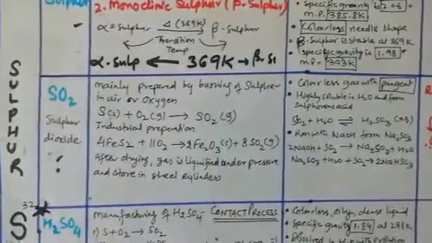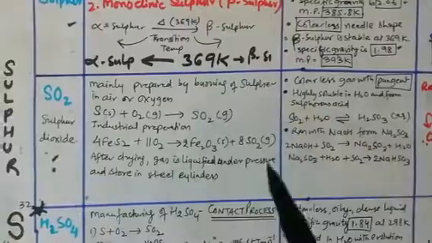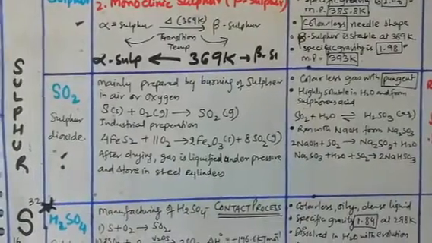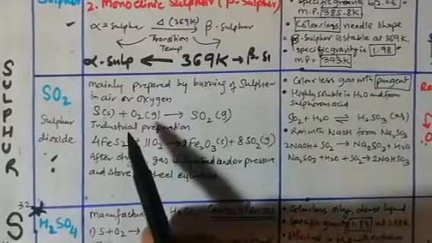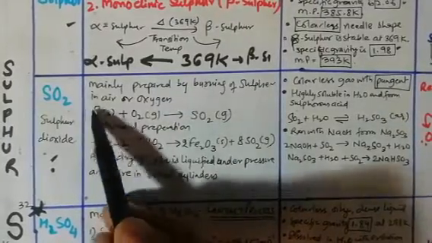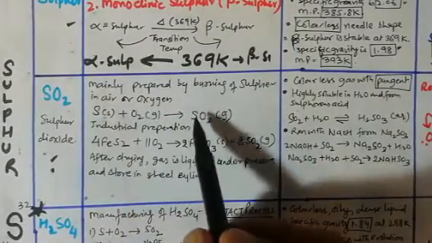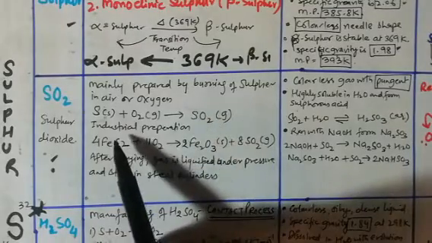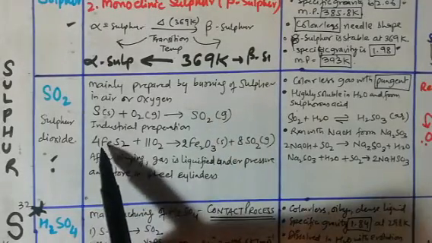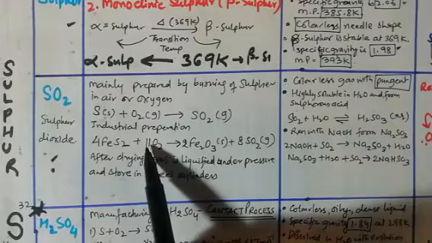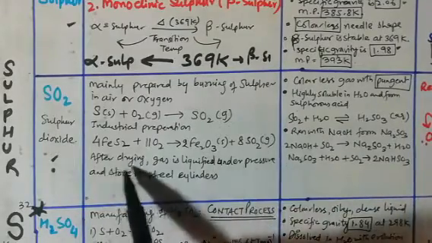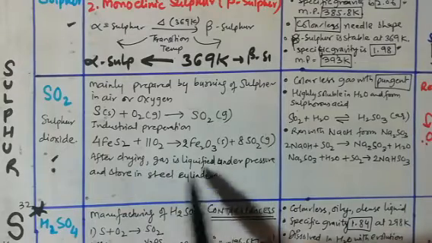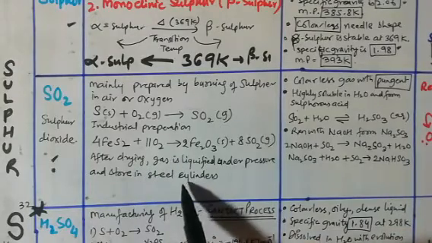Now if we talk about sulfur dioxide, mainly how to prepare sulfur dioxide. Sulfur dioxide can be prepared by burning of sulfur in air or oxygen, where sulfur is oxidized, forming sulfur dioxide. In industrial preparation, iron sulfide will react in the presence of 11 oxygen molecules to give iron oxide and sulfur dioxide. After drying, the gas is liquefied under pressure and stored in steel cylinders.